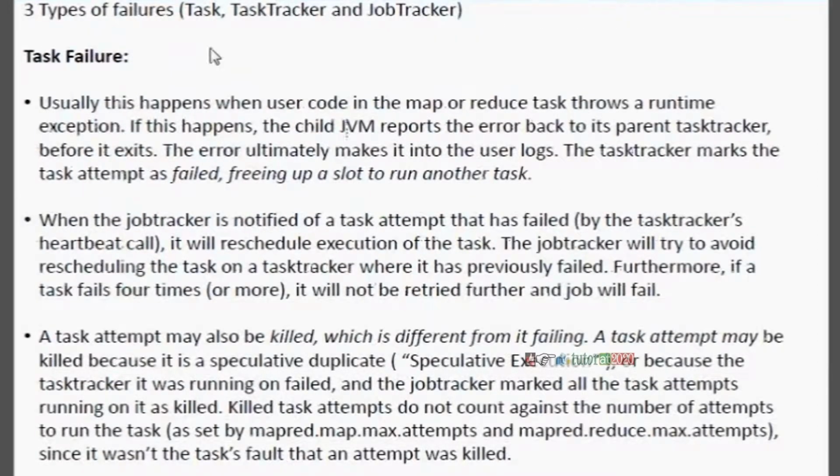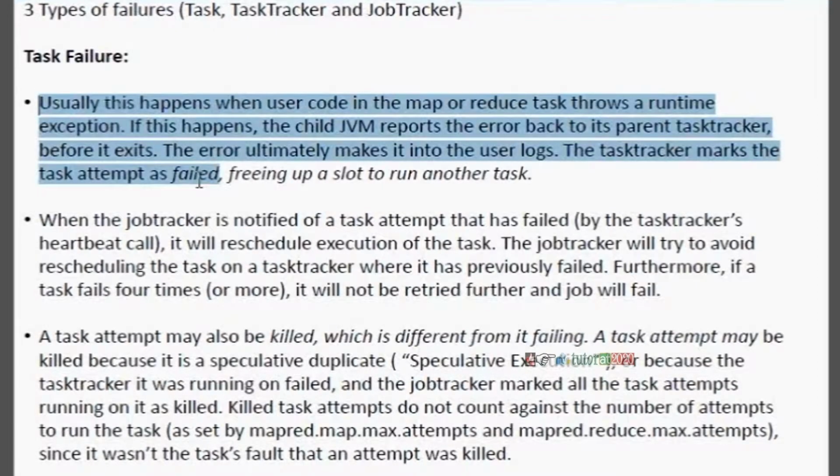And there are also failures. There are major three types of failures in our MapReduce concept, namely task failure, task tracker failure, and job tracker failure, in MapReduce 1. Yes, these are the major three types of failures. The first one is task failure. Usually this happens when there is a logic error in the user code on the map, that time this type of failure will happen.